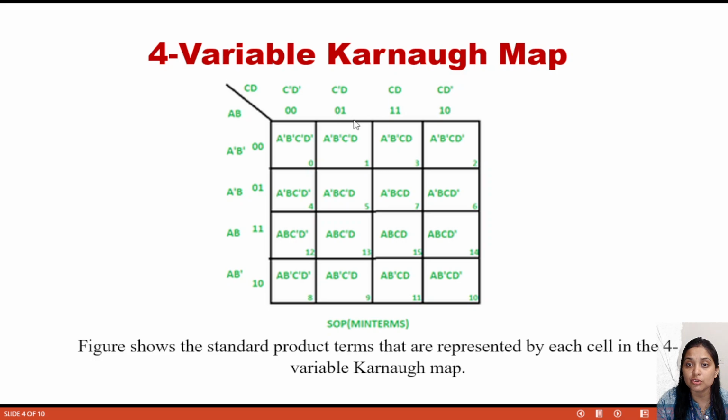So 0011 is 3, 0010 is 2, 0100 is 4, 0101 is 5, 0111 is 7, 0110 is 6, 1100 is 12, 1101 is 13, 1111 is 15, 1110 is 14, 1000 is 8, 1001 is 9, 1011 is 11, and last is 1010, which is 10. I have already said how to represent all these numbers.